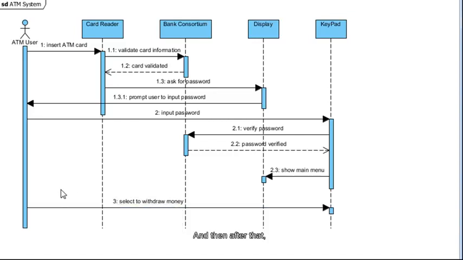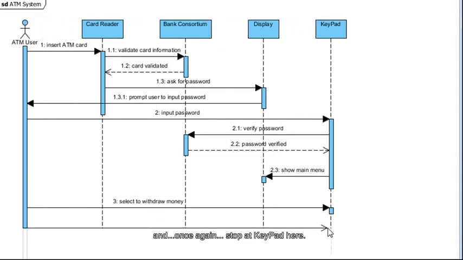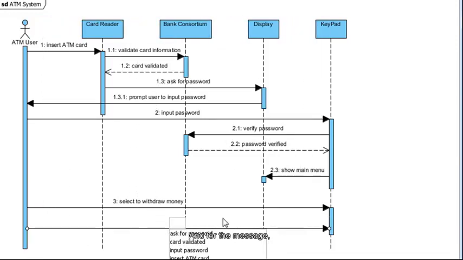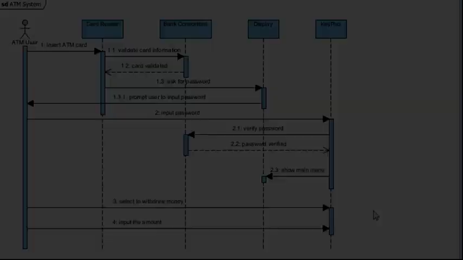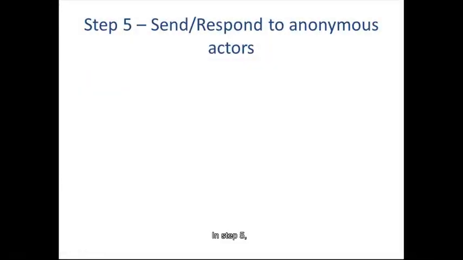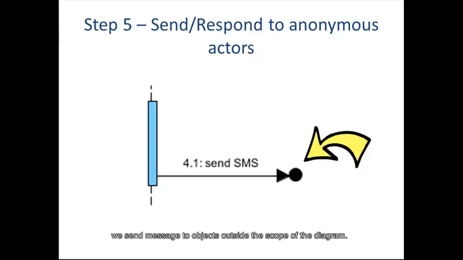Okay, and then after that, the user's gonna have to specify the amount to withdraw. So select the vertical bar here again, drag the message to lifeline icon to the right, and once again stop at keypad here. And for the message, put in input the amount. Press enter when you're done. Let's move it a little bit here, and then you're done up to right before step 5. In step 5, we send message to objects outside the scope of the diagram.